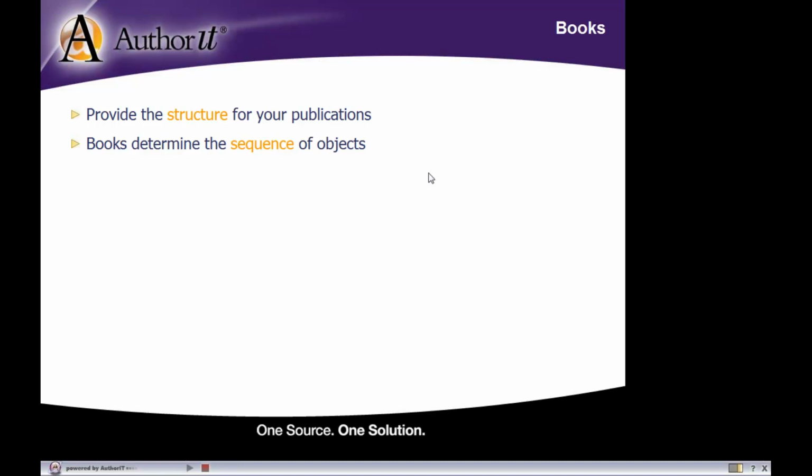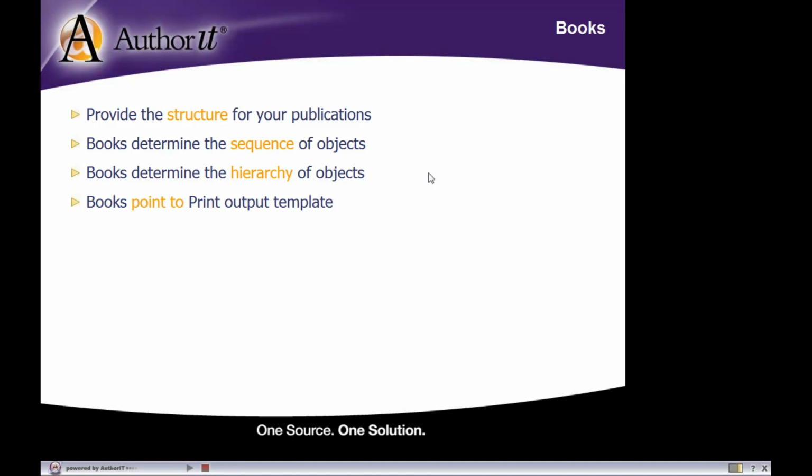Now, when you are assembling your books, what you are doing is putting objects inside of those books, the objects that you want to publish. And you are placing those objects in the order that you would like them to be published in, okay? So your books determine the sequence of objects, or the order that your objects get published in. They also determine the hierarchy of your objects as well. And we'll take a look in a moment at how you can build levels of topic objects inside of your books.